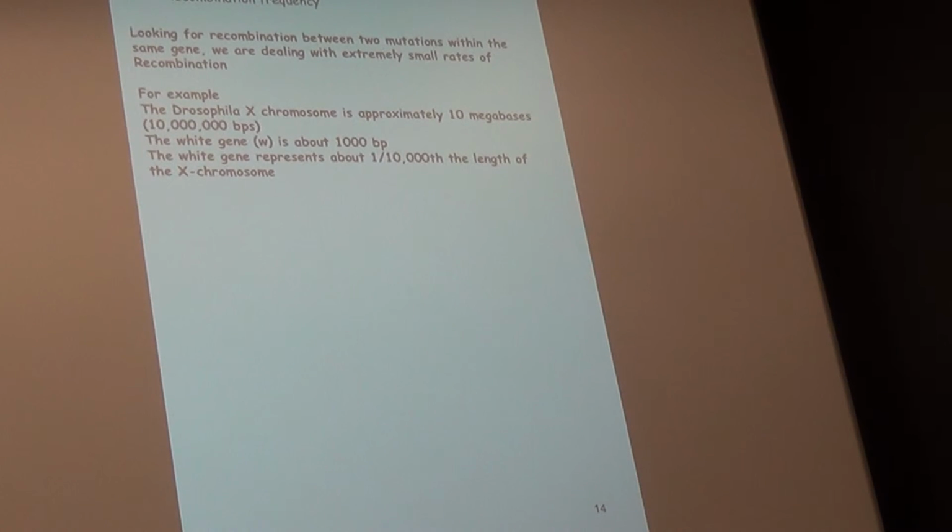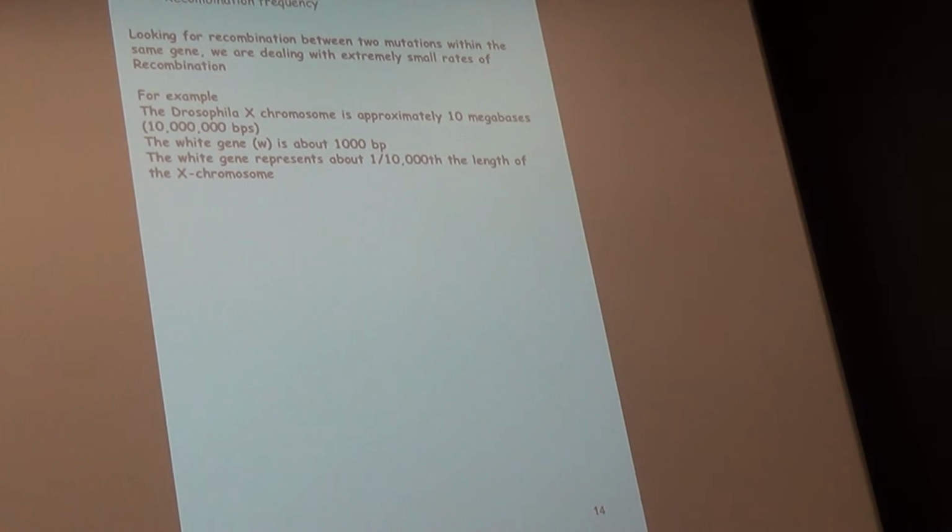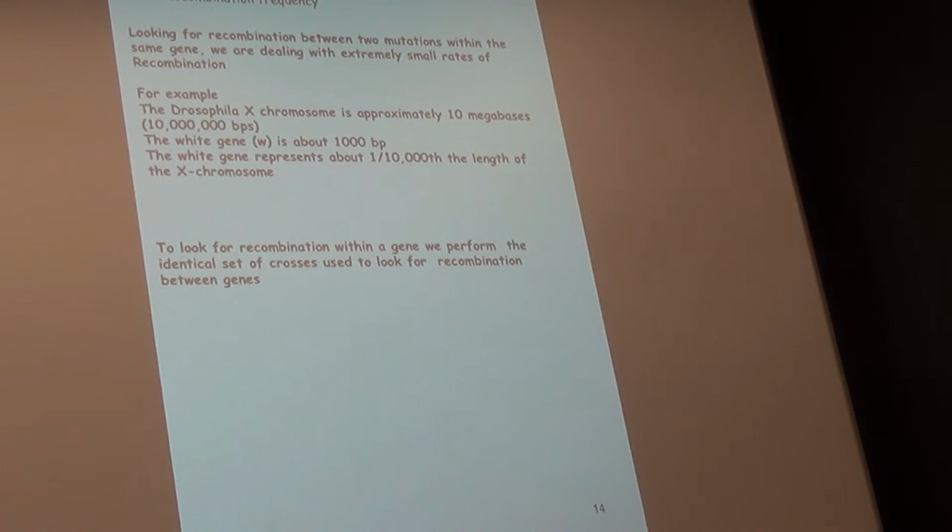On the X chromosome, there's 10 megabase pairs, or 10 million base pairs. That's the size of the X chromosome in this. So the white gene, which we've been studying very often, is only 1,000 base pairs long. So it's a tiny fraction of the entire X chromosome. To look at recombination within a gene, we perform an identical cross like we did before. We really don't change the cross. The only difference is we start with two different alleles of the same gene.